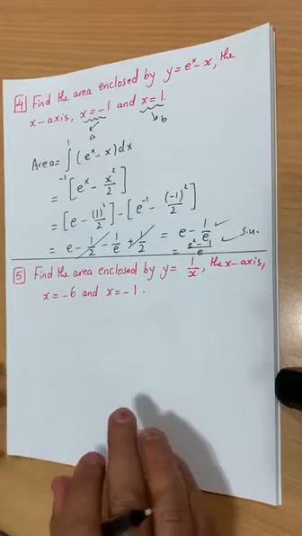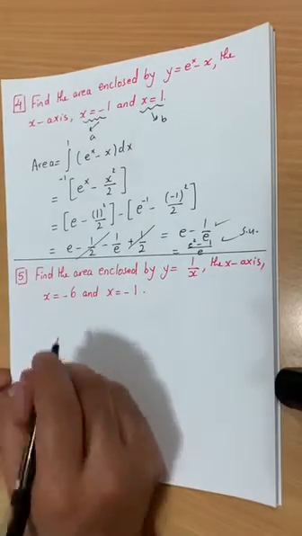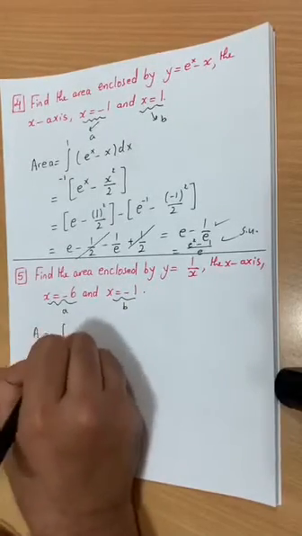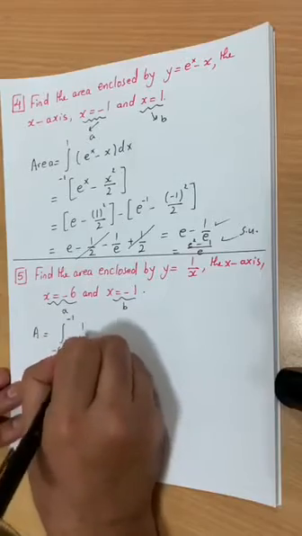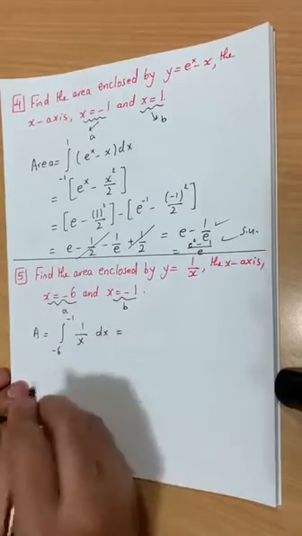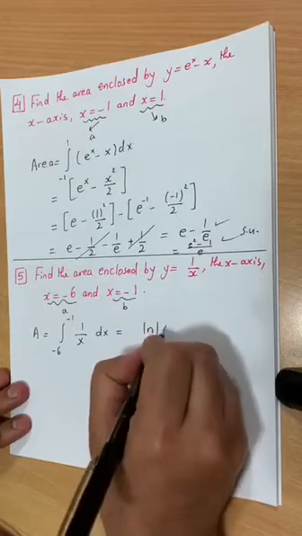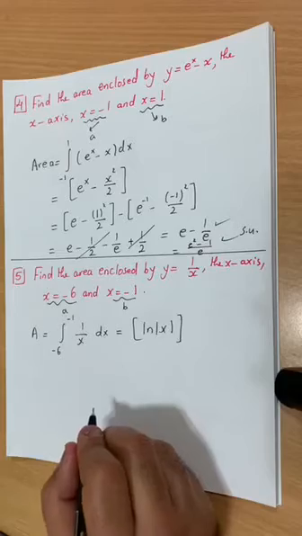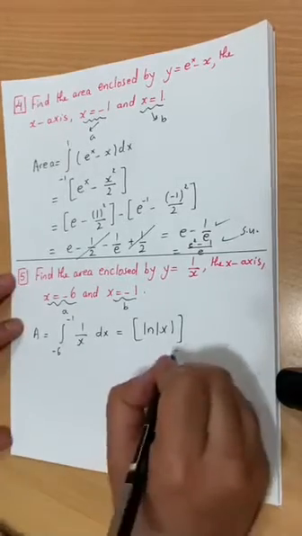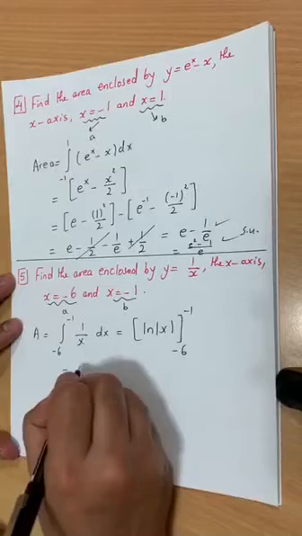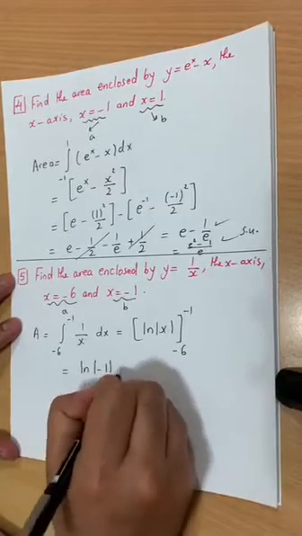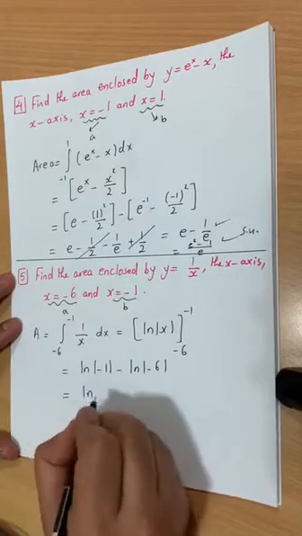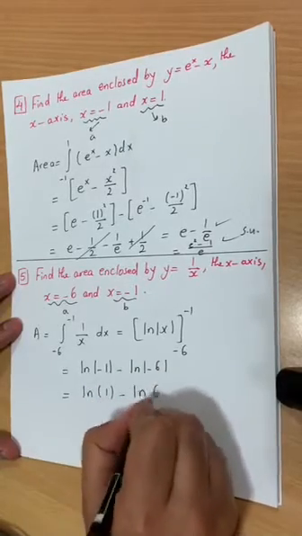Find the area enclosed by, this is question number 5, y equals 1 over x. This is a and this is b. Area is integration from negative 6 to negative 1 of 1 over x dx. Integration of 1 over x is ln modulus of x. Here, there is an important point. We are supposed to use the modulus because you have negative limits, negative 6 to negative 1. Then ln modulus of negative 1 minus ln modulus of negative 6. Ln of 1 minus ln of 6.